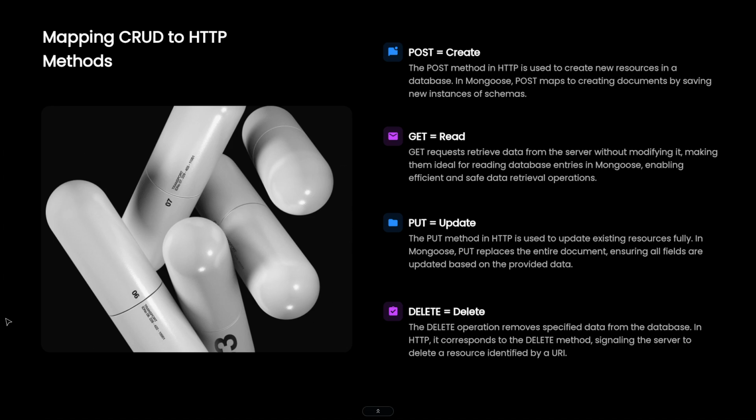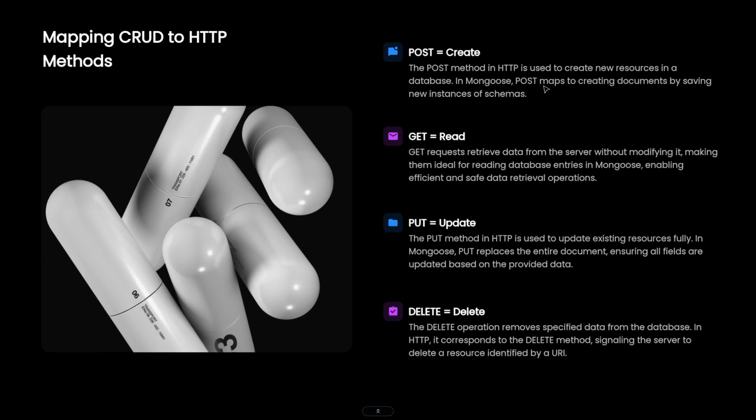Here mainly the POST method is used to create a new resource in a database. POST means a new type of data is being inserted into a database system. In Mongoose, POST maps creating documents by saving a new instance of a schema. Here POST is used to map a document by naming it as we want.